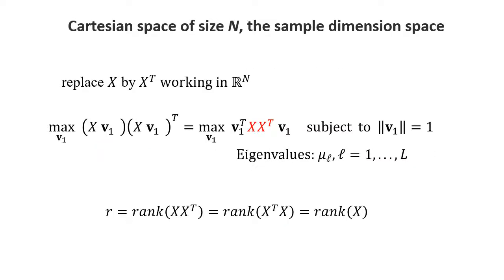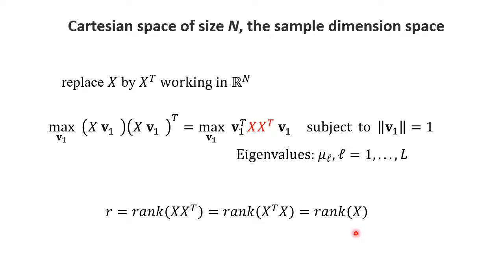So now what we'll do is take the same exercise in the previous slide of dimension reduction, but now apply it in the Cartesian space of size n. That can be simply achieved by replacing the matrix X by the matrix X transpose. So then I get the same maximization problem, and so instead of the matrix X transpose X, I end up with the matrix X X transpose. So now I have different eigenvectors and different eigenvalues. Notice that the rank of these matrices are exactly the same and equal to the rank of the matrix X.